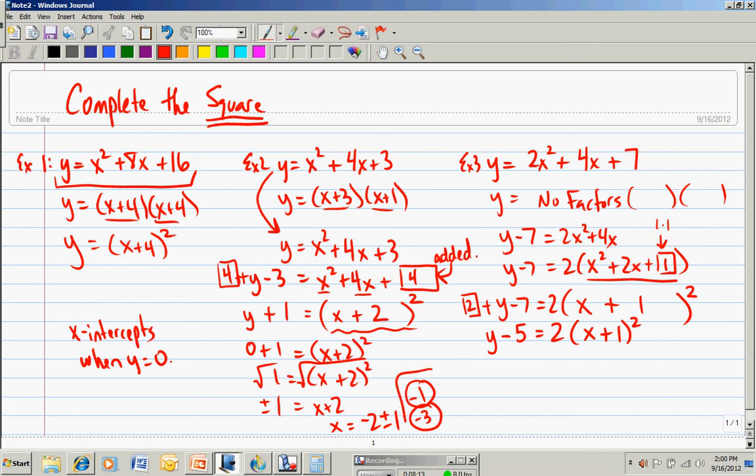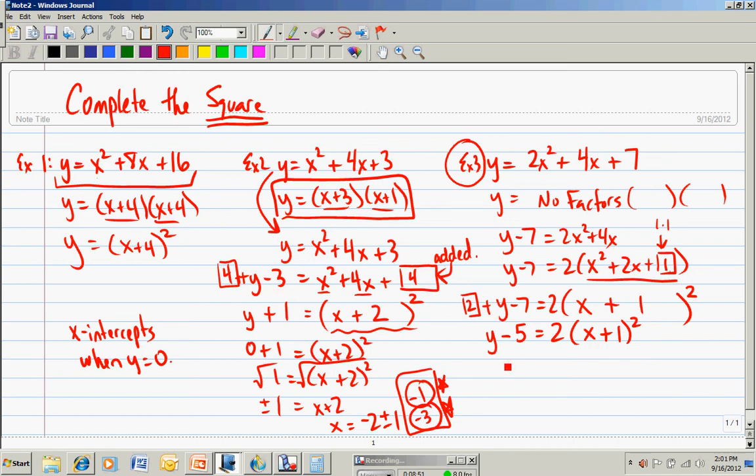That's the other answer. Now, these two answers we've seen before. If we come back up here to the problem in the box, we had x plus 3 and x plus 1 as the factors. Well, what makes this term 0? Negative 3. What makes this term 0? Negative 1. So completing the square is going to yield the exact same answers as if you factored. But again, example 3 shows us that you can't always factor.